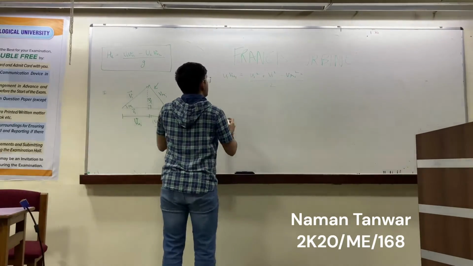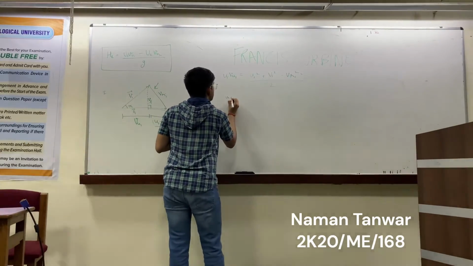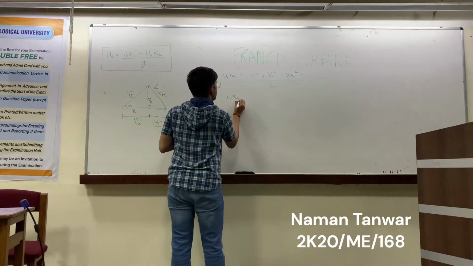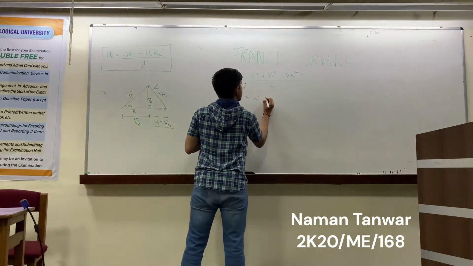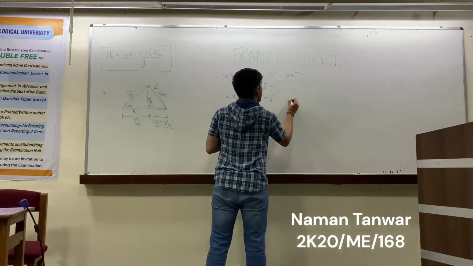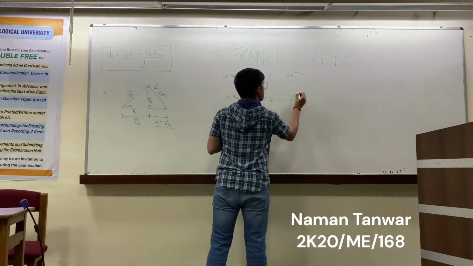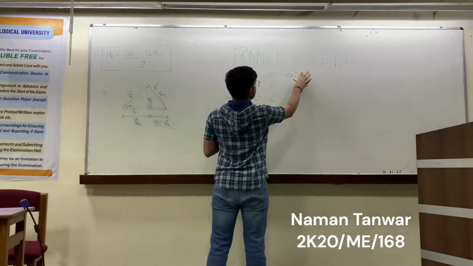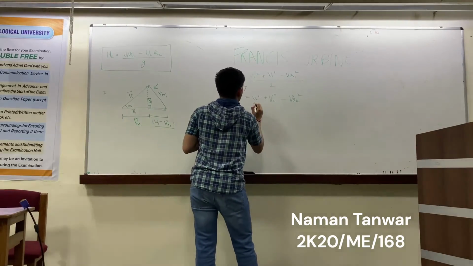Let's write for outlet as well. U2 V U2 is equal to U2 square plus V2 square minus VR2 square upon 2.